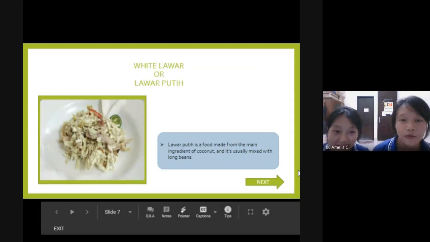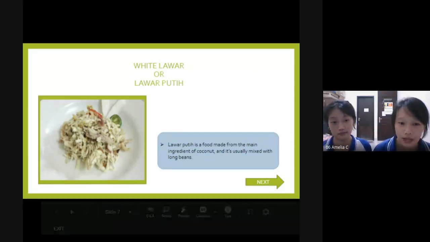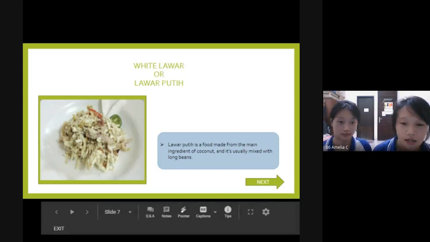The first one is white lawar, or lawar putih. Lawar putih is a food made from the main ingredients of coconut, and it's usually mixed with long beans.